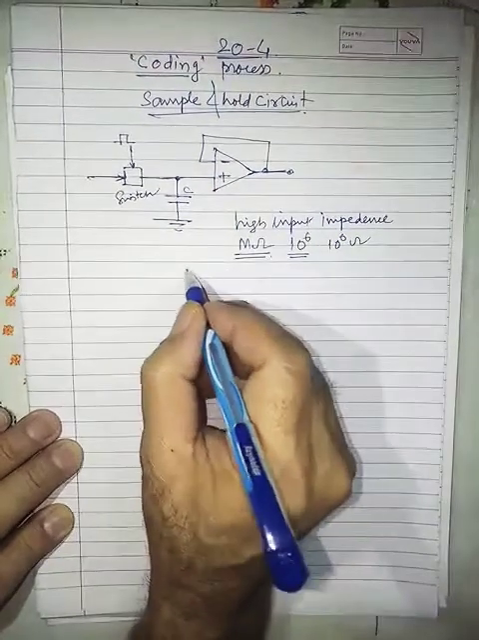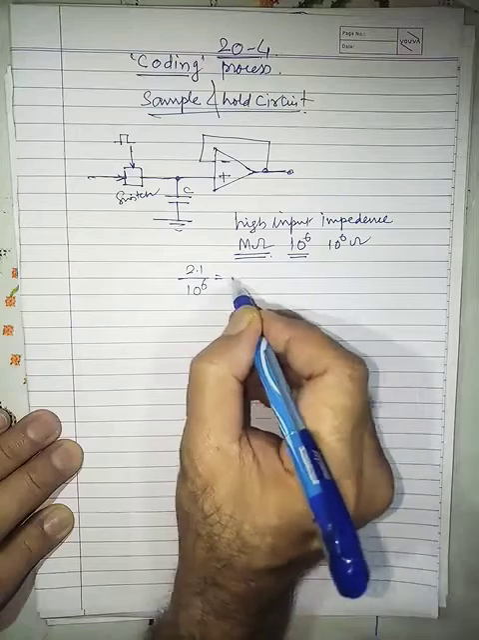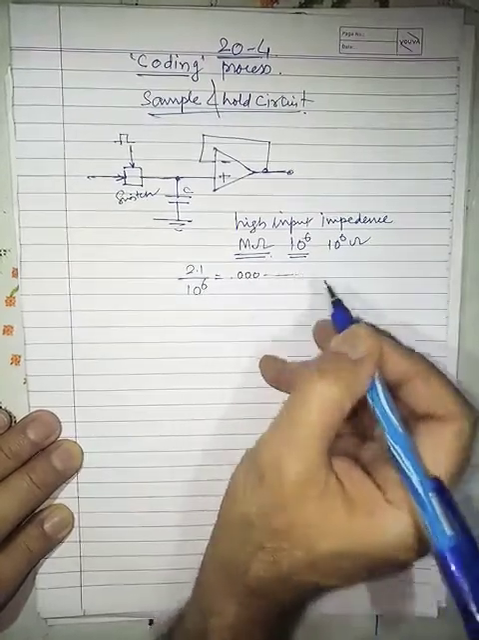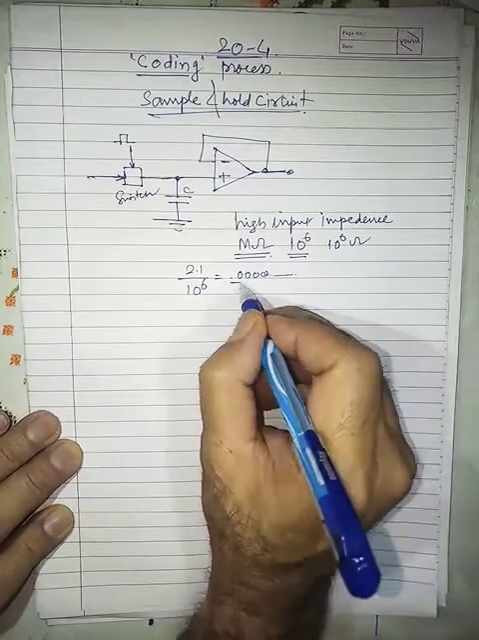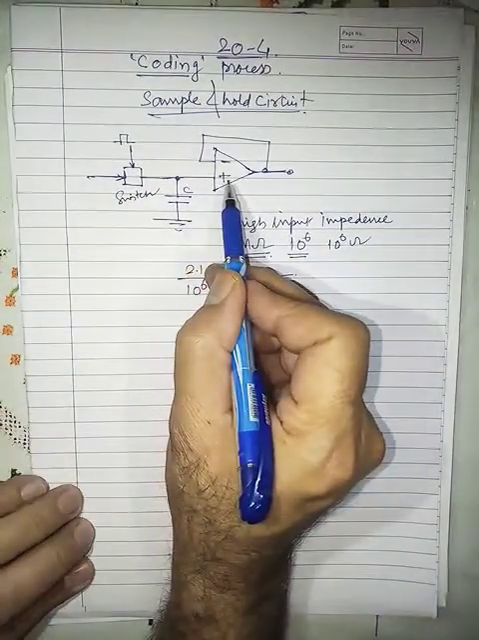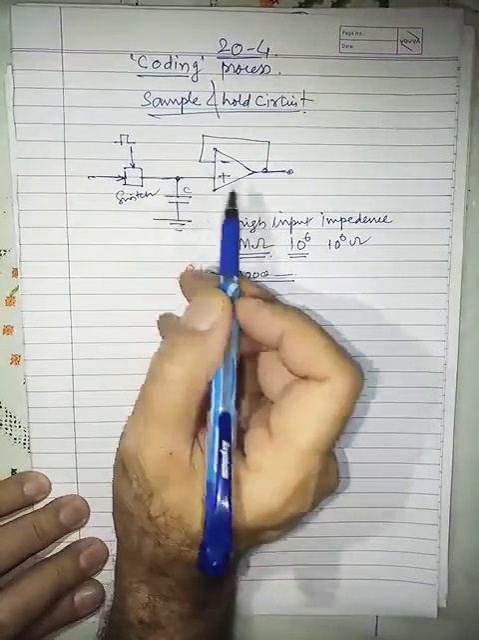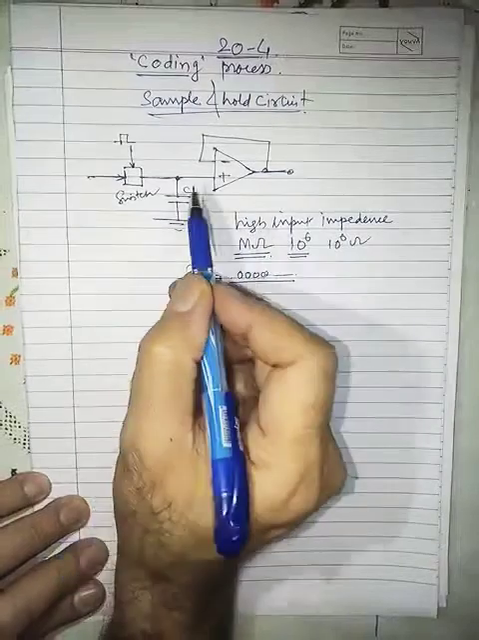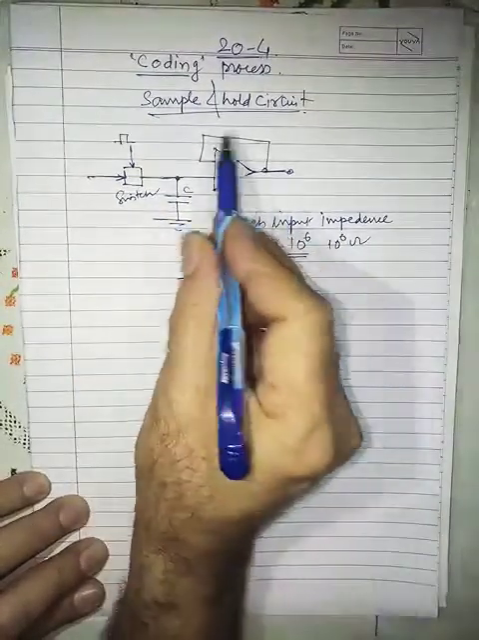Let us say our signal was 2.1. Now 2.1 upon 10^6 is 0.00 something milliamperes or amperes, which is almost nothing. So we assume that no current passes inside this op-amp. As a result, whatever voltage is here will remain at that level for a long time. That is why the name of this circuit is sample and hold circuit.